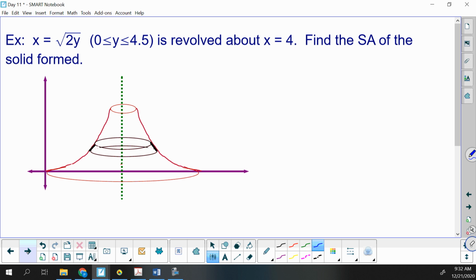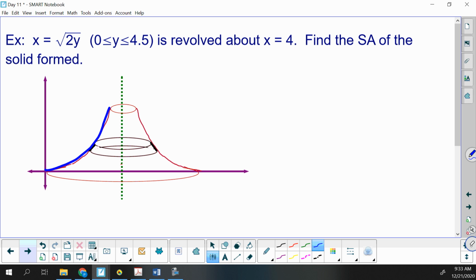One last one for this video. So we've got the graph of radical 2y going from 0 to 4.5 for the y's. So really for x's, if you sub those in, that would be x from 0 to 3. And then we're going about the line x equals 4. So this is our original function right here. So as it spins around, it kind of makes that an upside down funnel type shape. Or it looks like a volcano maybe.